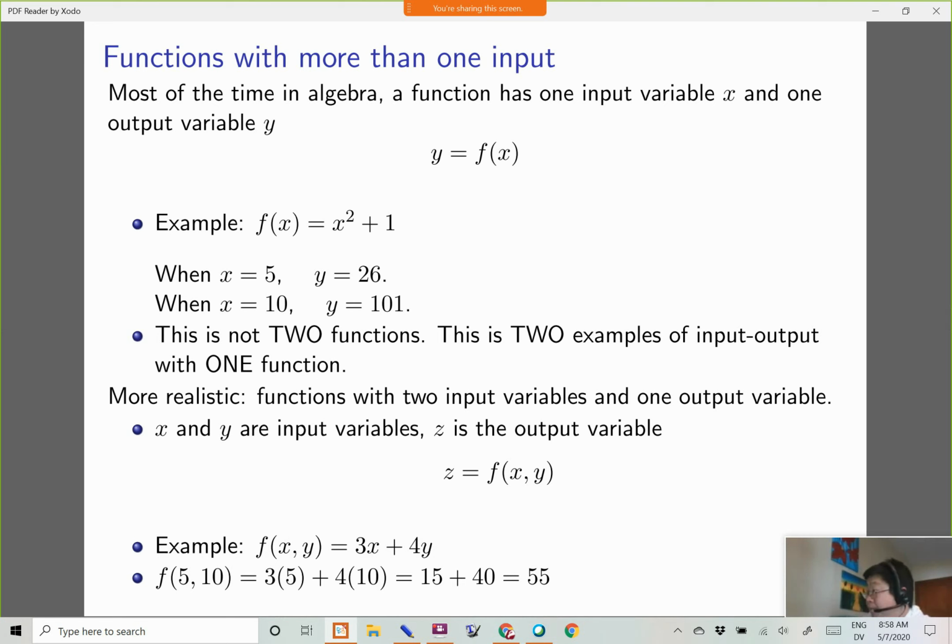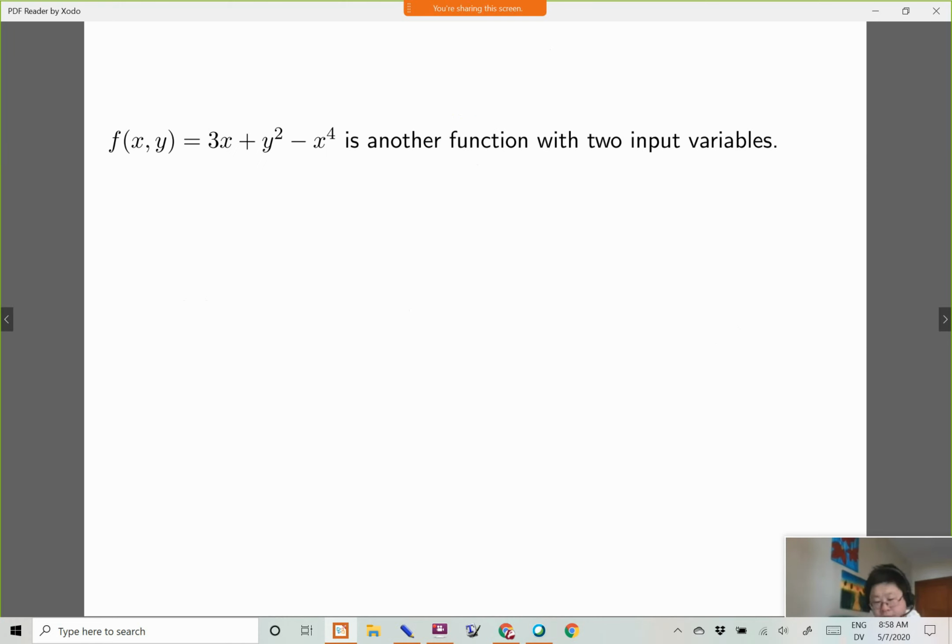I have another example. Actually, I have several examples on the next slide. Yeah, here's another. The top of the next slide has another example of a function with two input variables. So f of x comma y equals 3x plus y squared minus x to the fourth. So here's another function with two input variables.